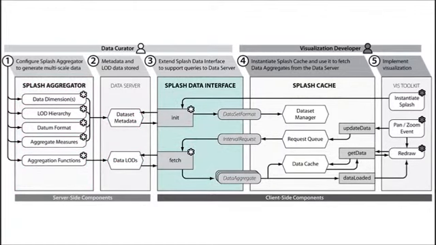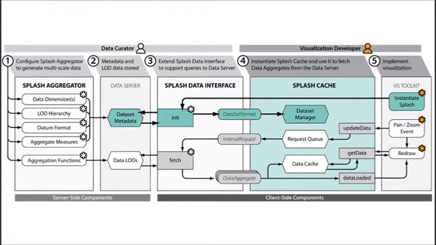Next, the Splash data interface is implemented by the data curator. This simple API is used on the client side to query the data server. Although the Splash data interface is used on the client side, no additional configuration is necessary. The Splash cache is used by the visualization developer to route requests to the data server.